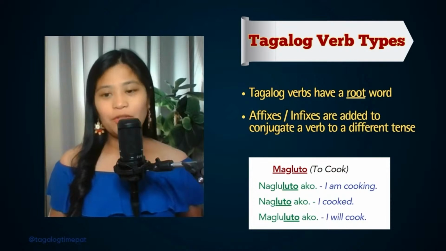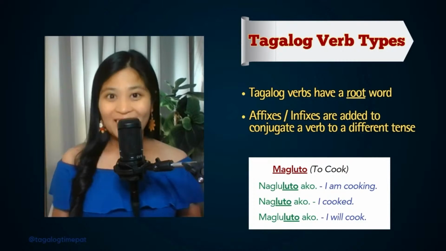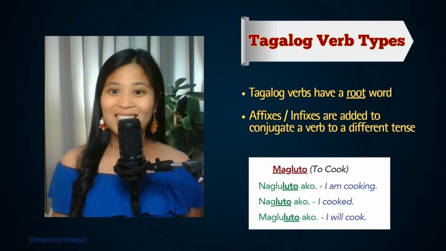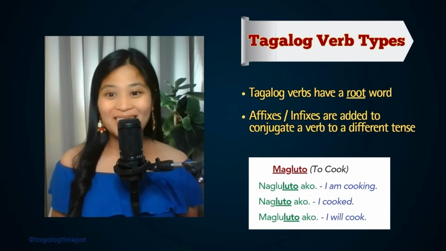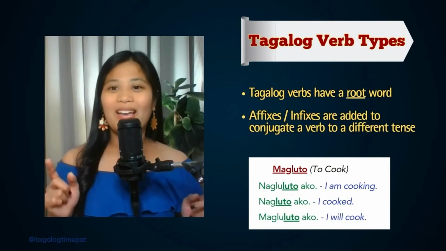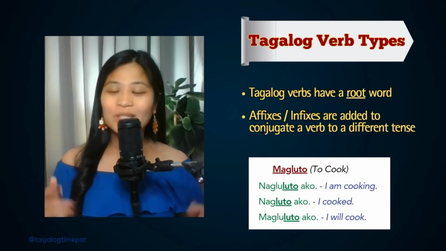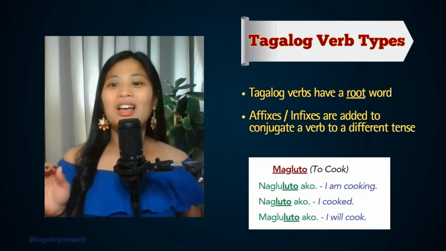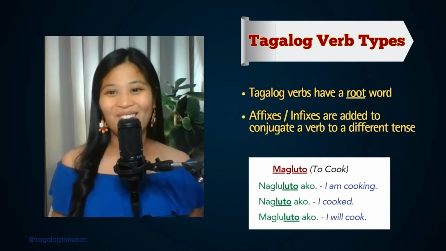And what I want you to get from this slide is that if you can pick out the root word in a conversation, then that's kind of half of the battle, right? Try to pick out root words that you can recognize and then use context clues to determine what is actually being said. So if I heard someone say, oh, nagluluto ako ngayon, then I would say, okay, I know luto means cook. Are they saying that they're cooking right now, or did they cook something yesterday, or will they be cooking tomorrow? So just kind of try to pick out the root words that you know and then kind of go from there for the translation of Tagalog.